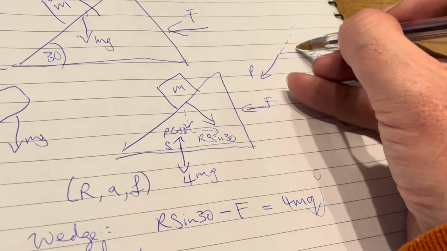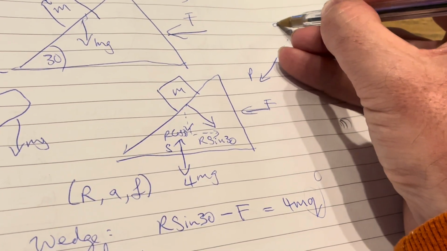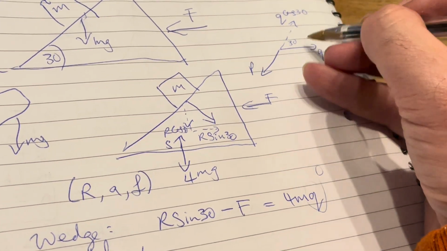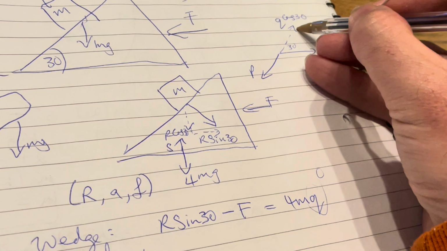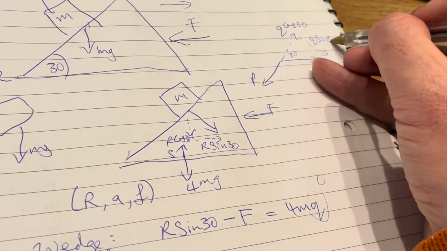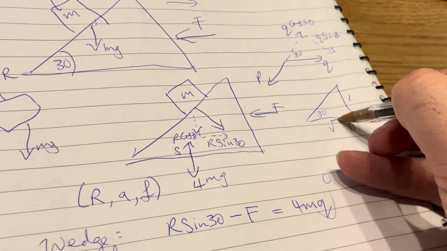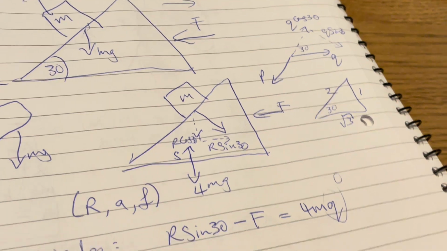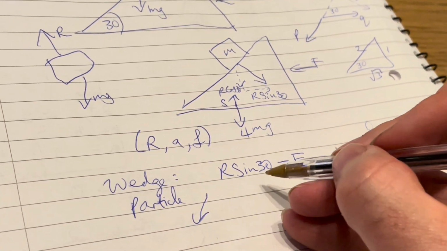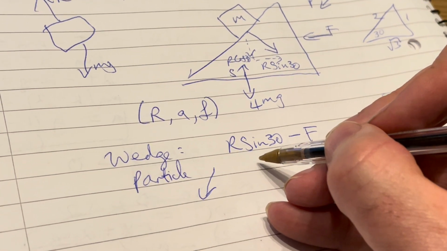With 30 degrees between them, isn't it? Yeah. So that is q cos 30, and that will be q sine 30. And what's the 30 angle? Well, it's 1 over root 3, 2. Yeah, okay. So the particle down the slope, it's smooth, so it'll be just what's gone down the slope.